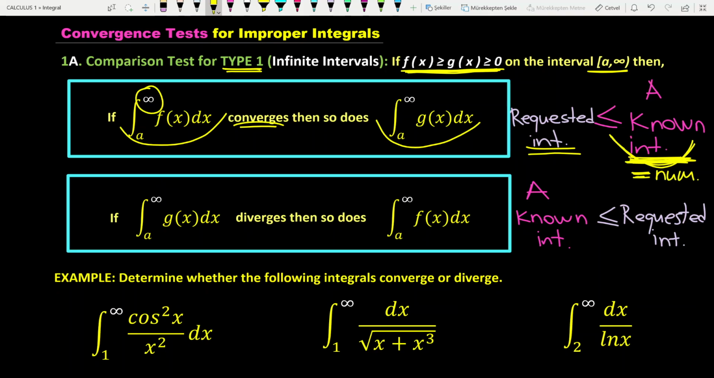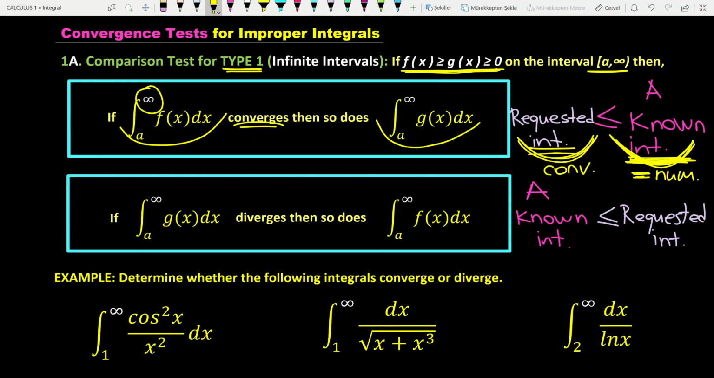So if the answer of the greater one is a number, then the answer of the smaller one must be a number. The answer of the smaller one cannot be infinity. This is why the smaller one must be a convergent improper integral. So we compare two improper integrals. This is why it's called the comparison test.